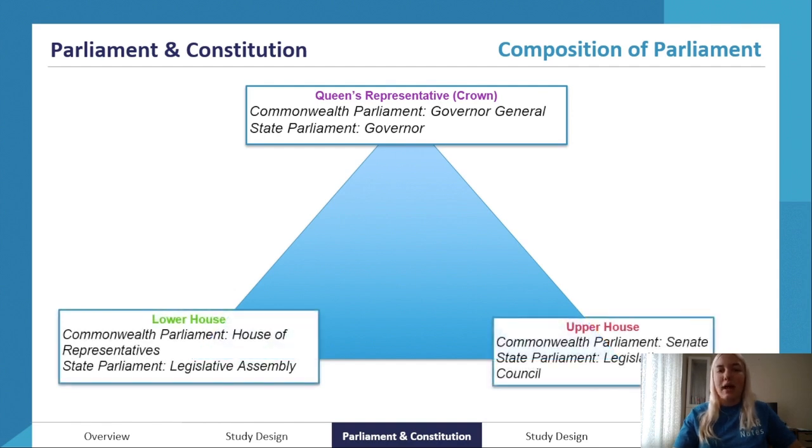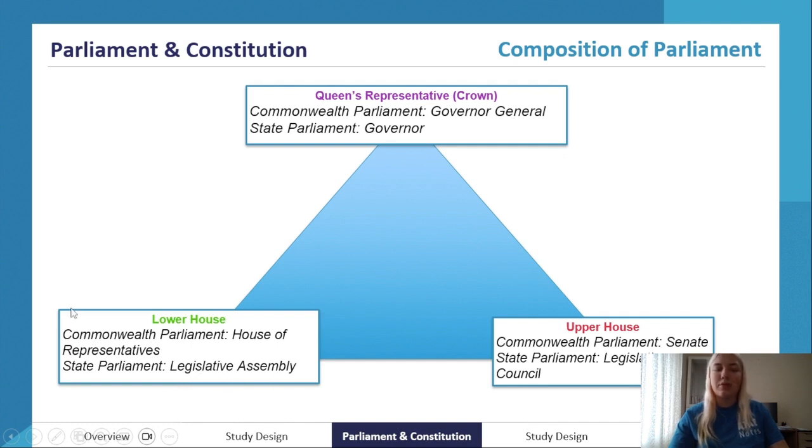And the first concept that obviously we're looking at is the composition of Parliament. So, Parliament consists of the Crown, the lower house, and the upper house. And this includes both the Commonwealth Parliament and state level parliaments as well. And you need to know both of these. So, let's talk about the lower and upper house first. The lower house in the Commonwealth Parliament is referred to as the House of Representatives. Within state parliament, so in Victoria, this is referred to as the Legislative Assembly.